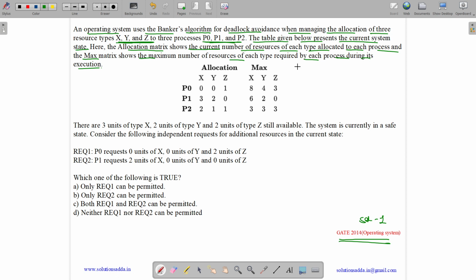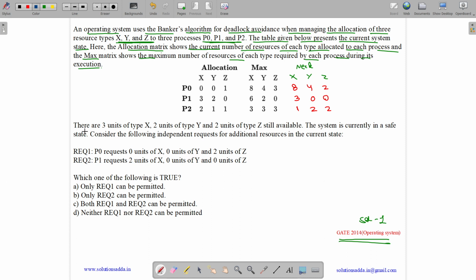So what is the future need? So what is the need? So need for X, Y and Z. So need is max minus allocation. So it is 8 minus 0, 8, 4 minus 0, 4, 3 minus 1, 2. 6 minus 3, 3, 2 minus 2, 0, 0 minus 0, 0. 3 minus 2, 1, 3 minus 1, 2, 3 minus 1, 2. So this is the future need.